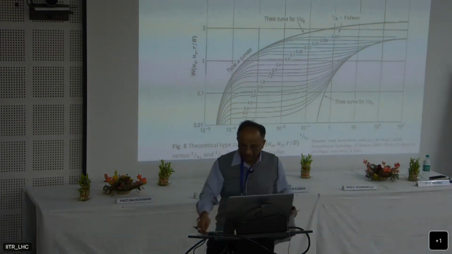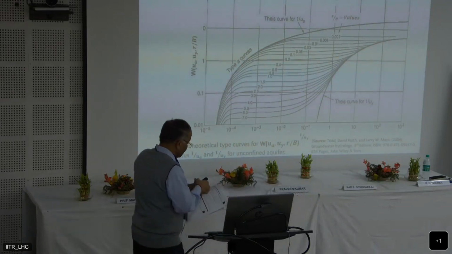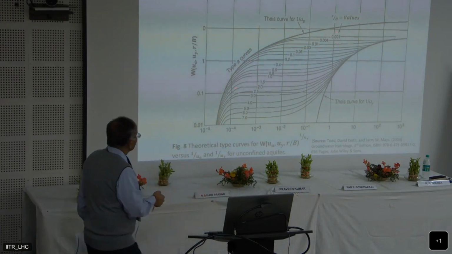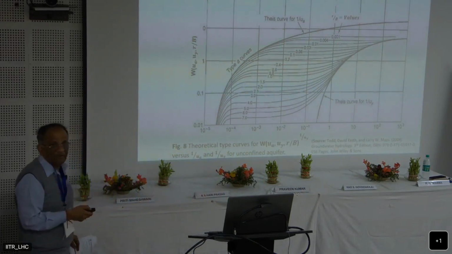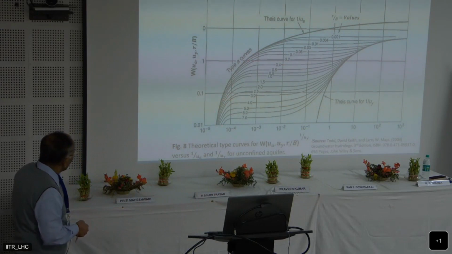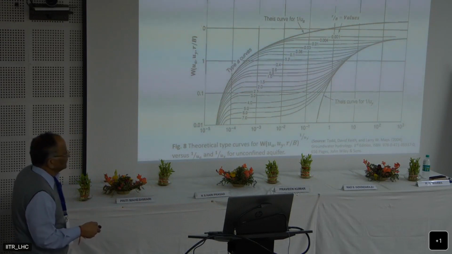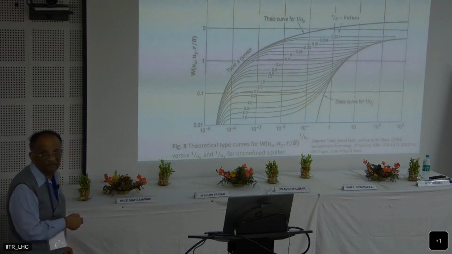So basically this r by b value, your drawdown will be in between this uA and uY. Depending upon alpha, it will be following one of these curves.